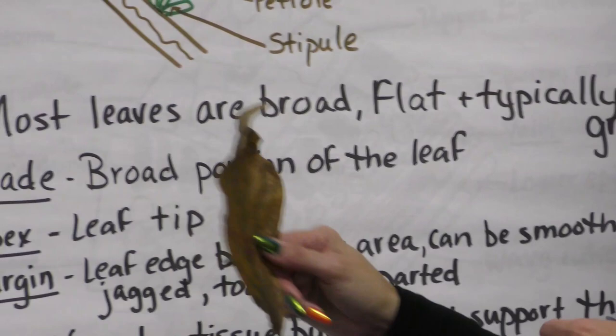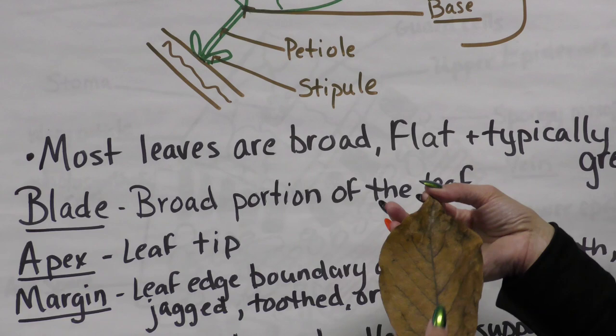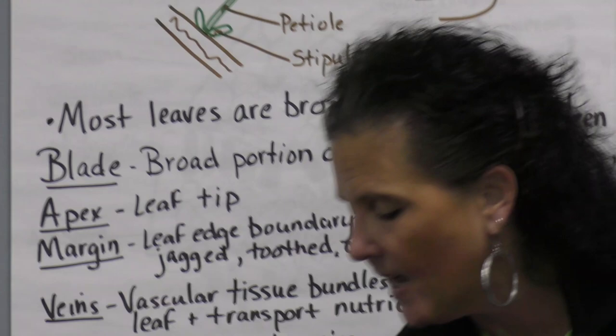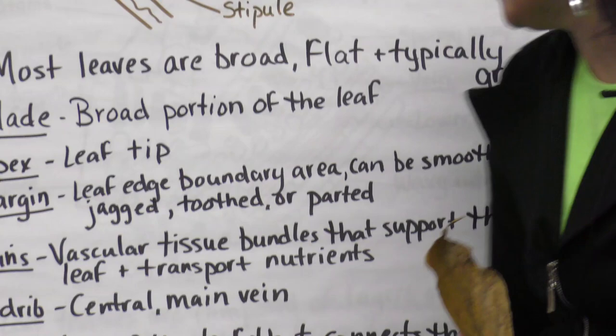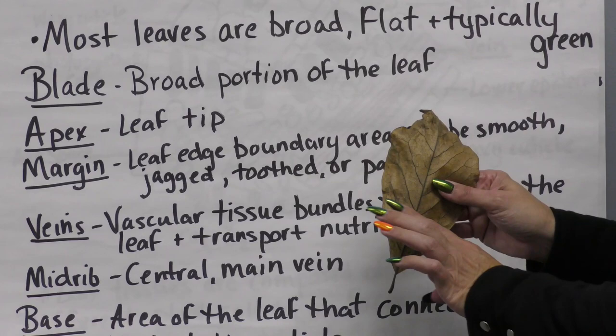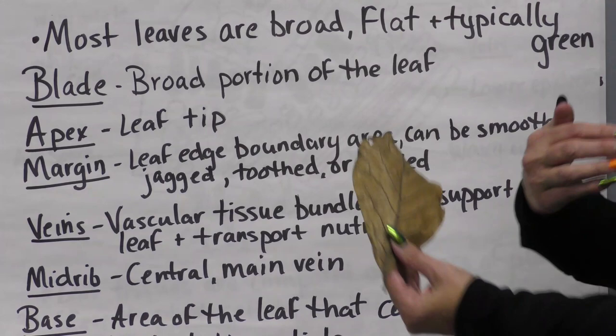The apex is the tip. The margin is the leaf edge, and it can be smooth or jagged, as in this leaf. If we look at the edge of this one, can you see the difference? This one's kind of lobed, this one's very jagged along the edge, but that's still the margin of that leaf. Veins are vascular tissue bundles, and they help to support the leaf, and they transport nutrients out to the leaf like your veins do in your body. And then the midrib is just the central vein. Mid means in the middle, so it goes down the middle.